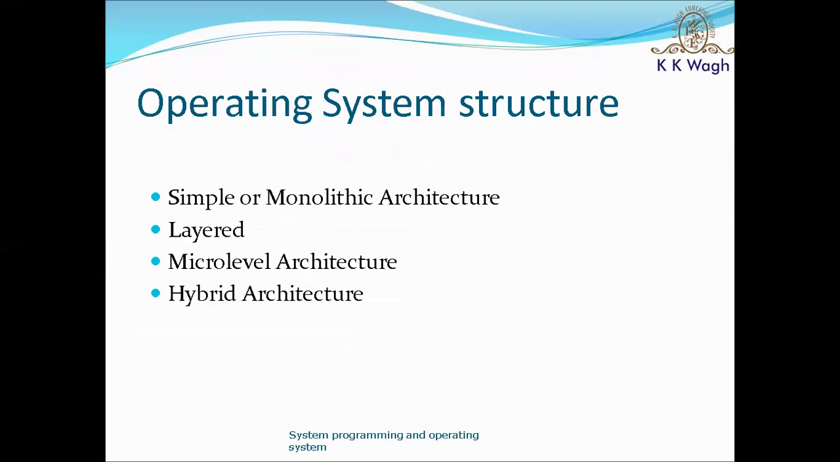Now, operating system structures basically have four types. The very first one is the simple and monolithic architecture. Then there is a layered architecture. After that, there is a microkernel architecture and the hybrid architecture. Let us move towards the next slide.